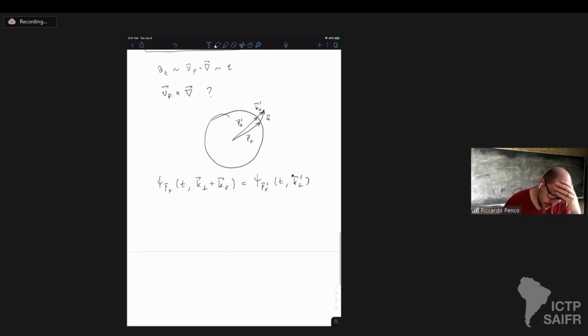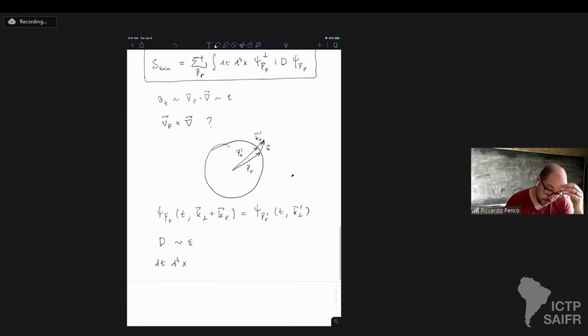So what are we seeing? We don't need to worry about how the parallel component of the momentum scales. We've seen that D scales like epsilon. Now, what about the measure of integration that appears in this action?